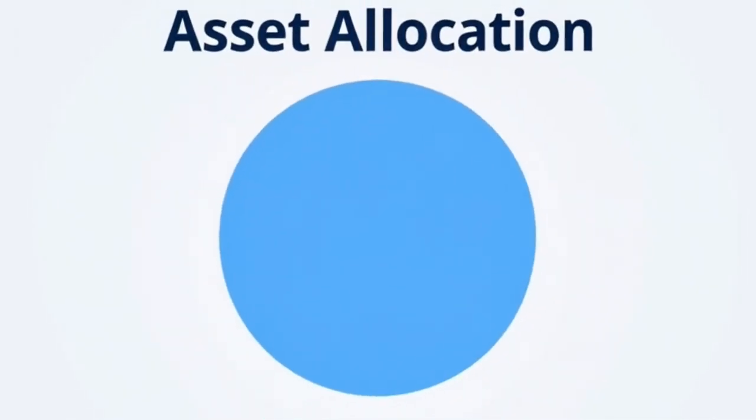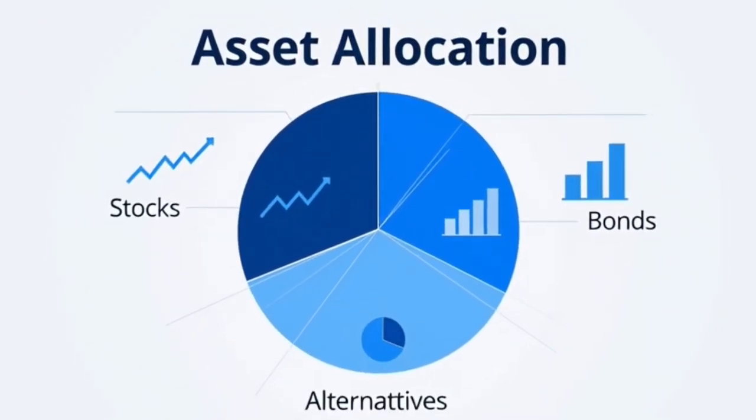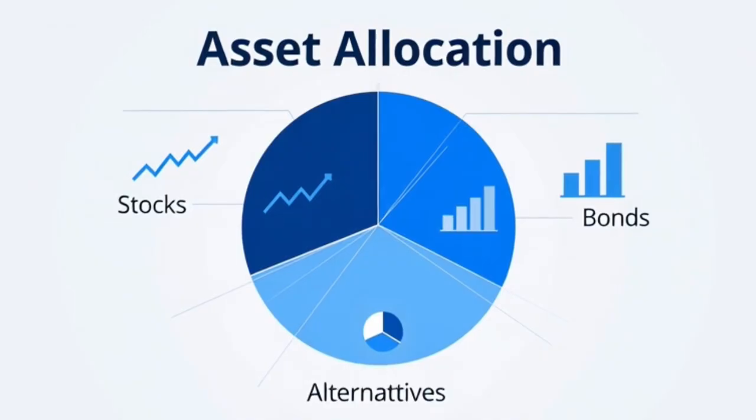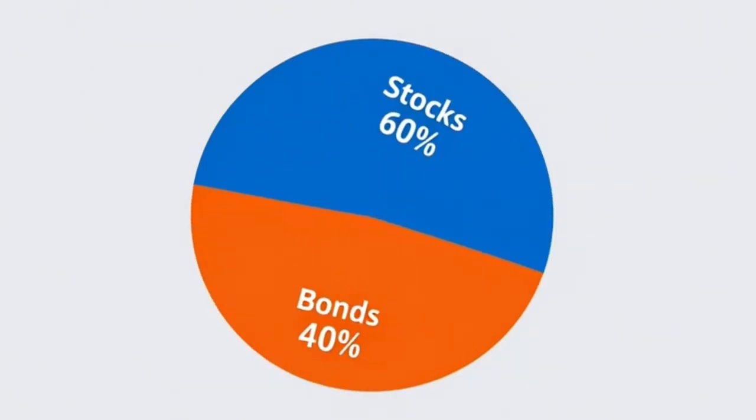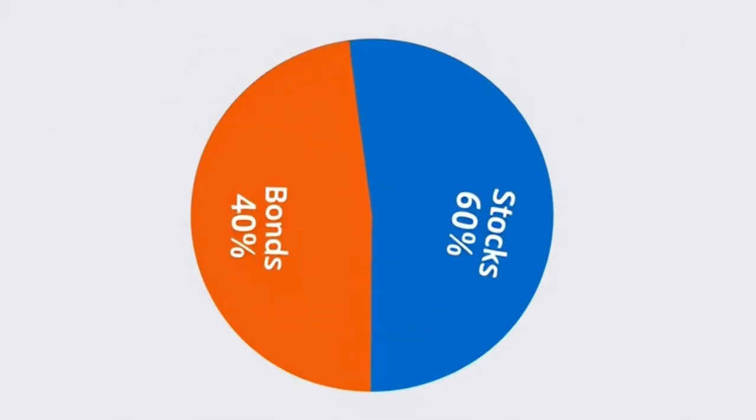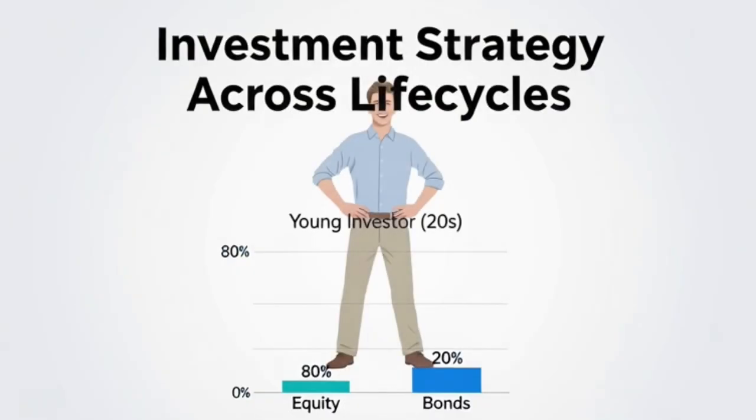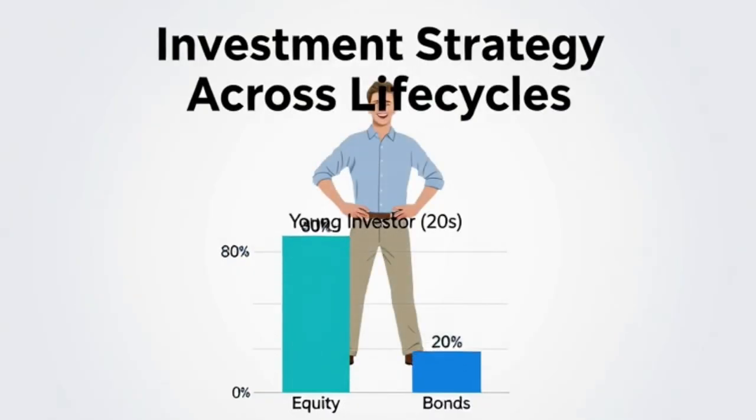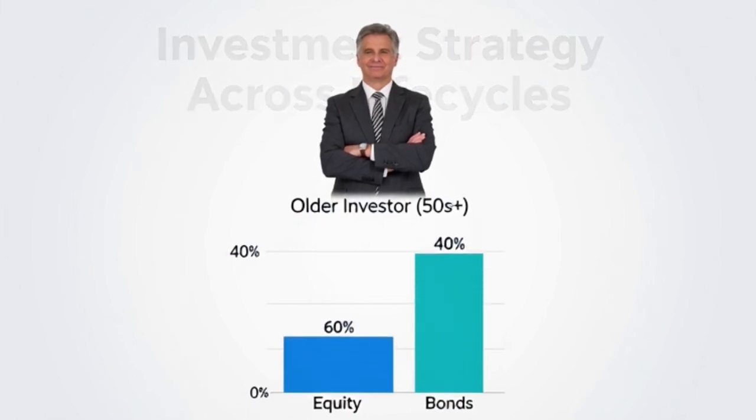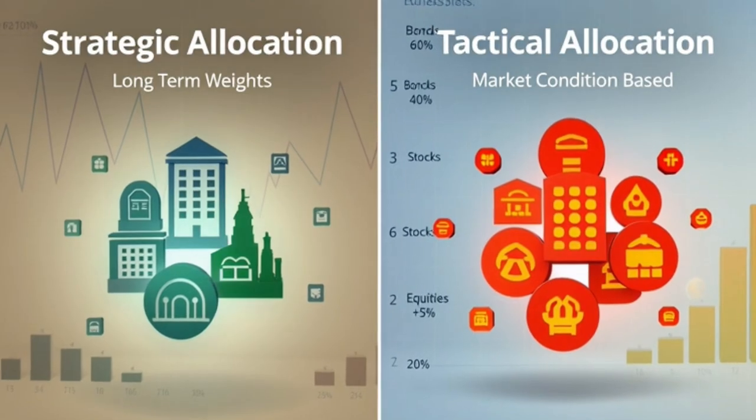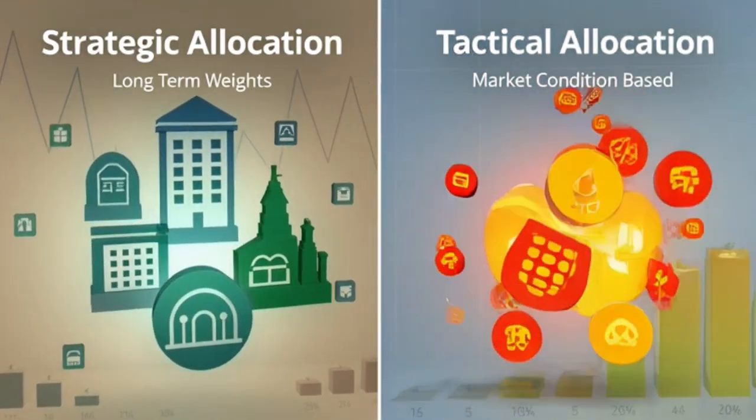Asset allocation is the process of dividing investments across different asset classes like stocks, bonds, and alternatives. A common strategy is a 60-40 portfolio, balancing growth from stocks with stability from bonds. Younger investors prefer higher equity exposure, while older investors shift towards safer fixed income assets. Strategic allocation sets long-term weights, while tactical allocation adjusts portfolios based on market conditions.